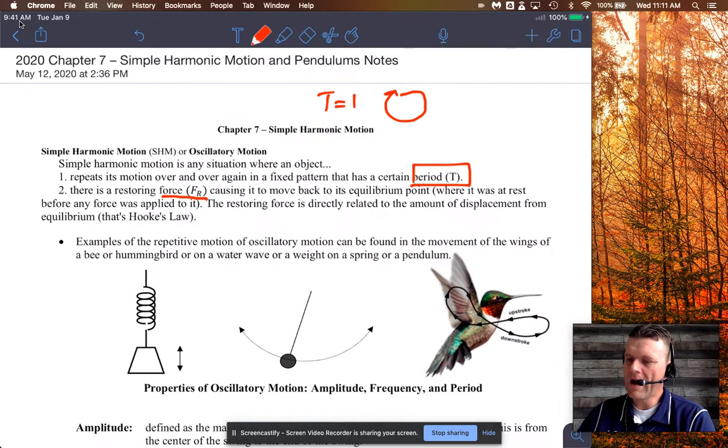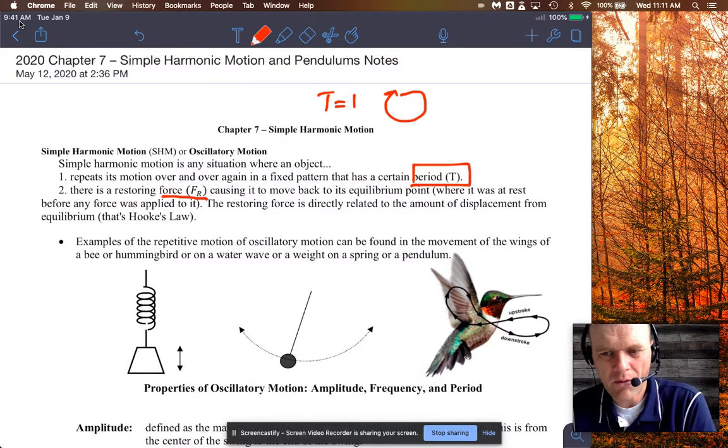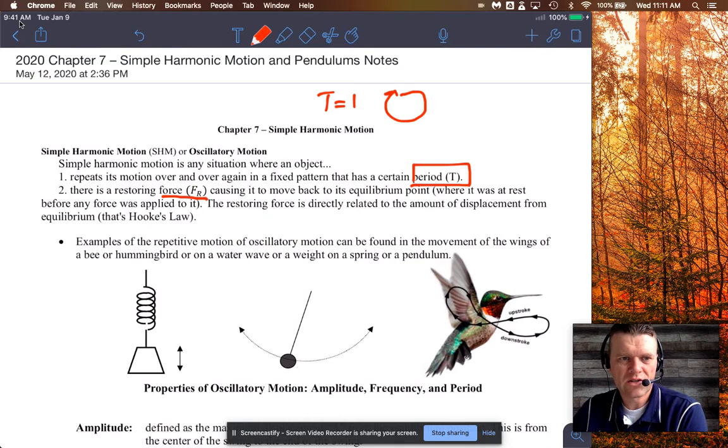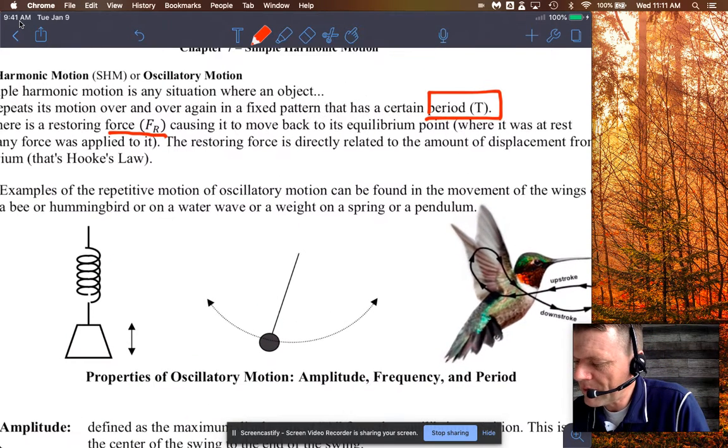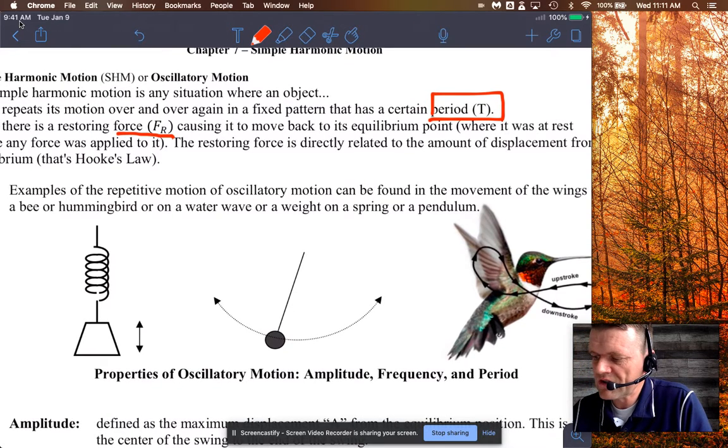The second one, though, is it needs to have a restoring force, FR, that's causing the object to move back to its equilibrium point, wherever it was at rest. The restoring force is directly related to the amount of displacement. So that's like Hooke's law. If you displace a mass on a spring farther from its equilibrium point, then the restoring force will be greater. It's directly proportional.